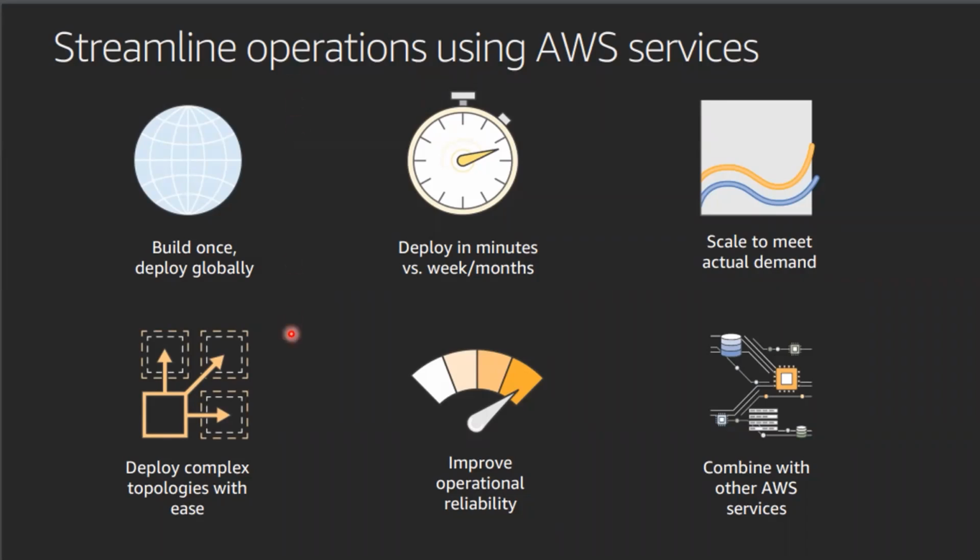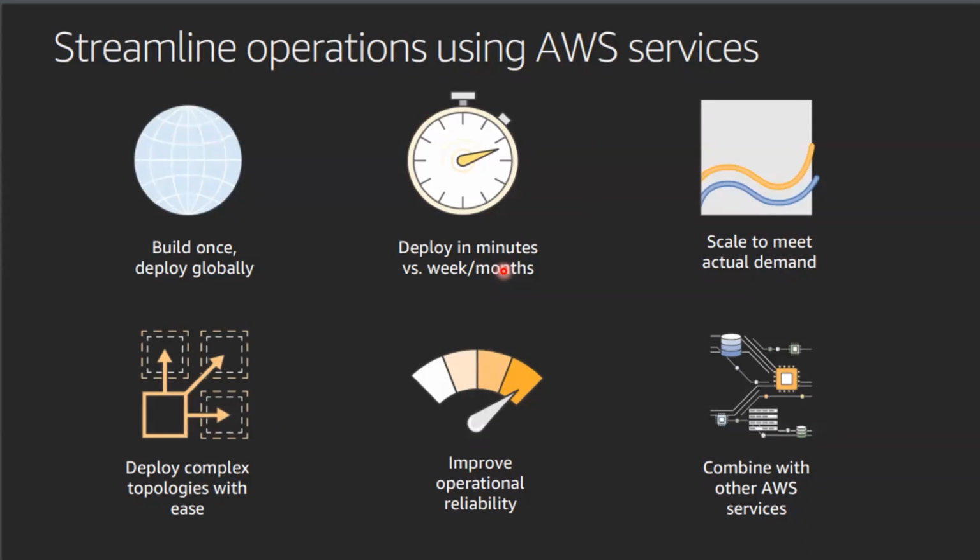So first one is build once, deploy globally. So you can have a template where you can use the template to deploy all your SAP workload in multiple accounts, or maybe in a different region itself. So you can basically build once and deploy globally. You can deploy in minutes versus weeks, or sometimes SAP deployment can take even months. So with the help of templates and with the help of AWS services and very strong integration, you can deploy SAP workload maybe in minutes, in few minutes.